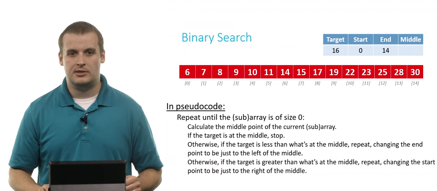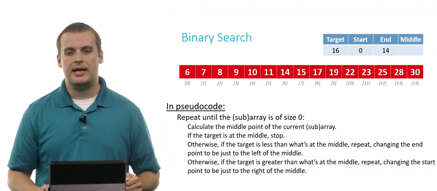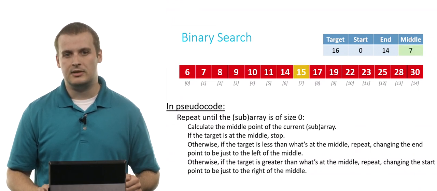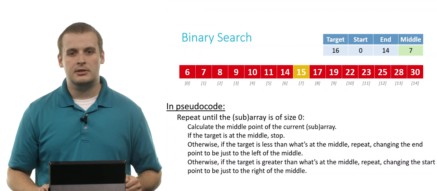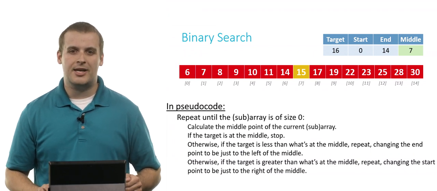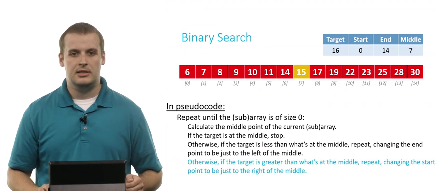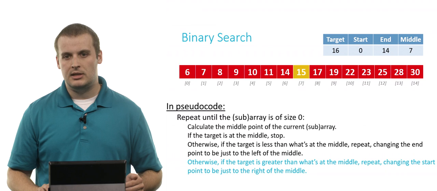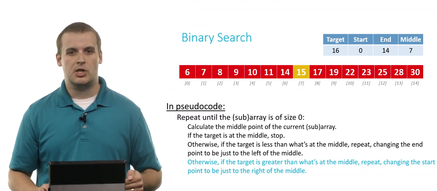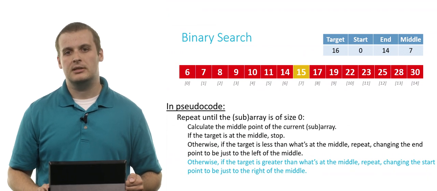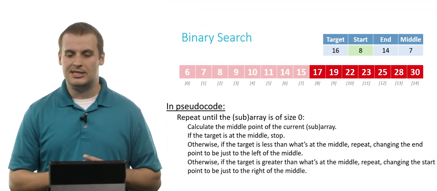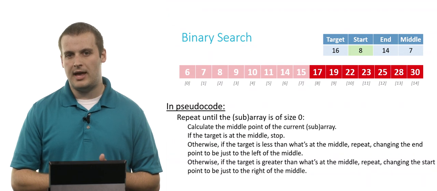So what's the step first? Calculate the midpoint of the current array. What's the midpoint of the current array? Well, it's 7, right? 14 plus 0 divided by 2 is 7. Is 15 what we're looking for? No, it's pretty close, but we're looking for a value slightly bigger than that. So we know that it's going to be nowhere to the left of 15. The target is greater than what's in the midpoint, and so we set the new start point to be just to the right of the middle. The midpoint is currently 7, so let's say the new start point is 8. And what we've effectively done again is ignored the entire left half of the array.